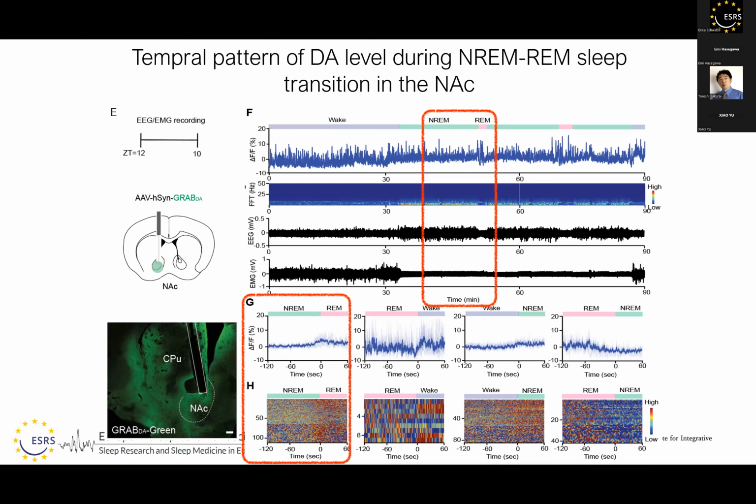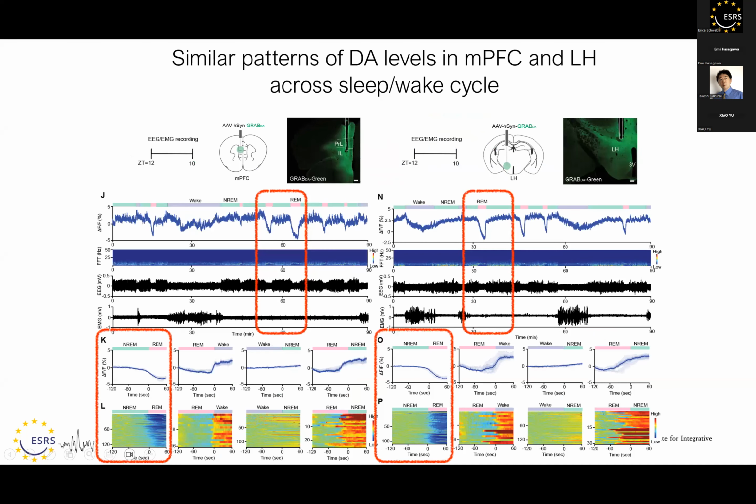So in the nucleus accumbens, the level of dopamine also displayed a slight elevation immediately preceding the non-REM to REM transition and fluctuations during REM sleep with a slightly elevated mean value during REM sleep. The medial prefrontal cortex, mPFC, and lateral hypothalamus exhibited similar patterns of dopamine, characterized by pronounced decrease of dopamine level during REM sleep, without preceding increase of dopamine levels.